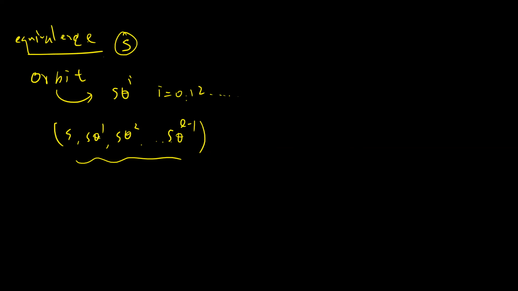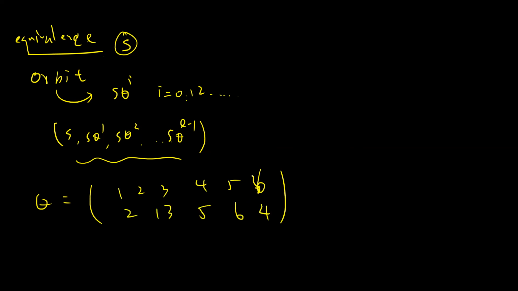Yeah, so this is the one classification, representation. Okay, so let's work on some examples. So your theta is 1, 2, 3, 4, 5, 6, and we want to write down another representation of how to write theta. So this is the usual representation.